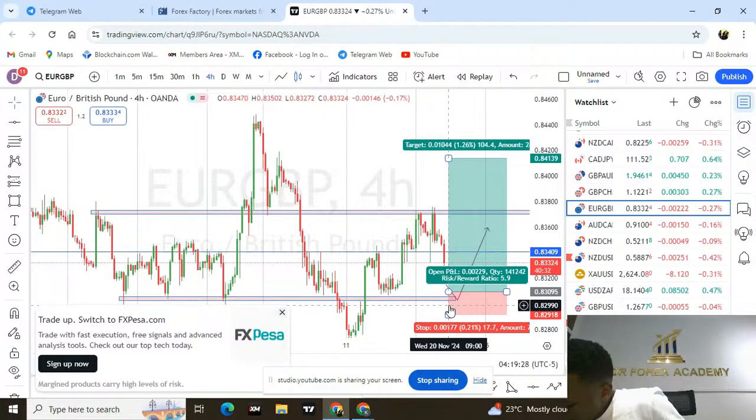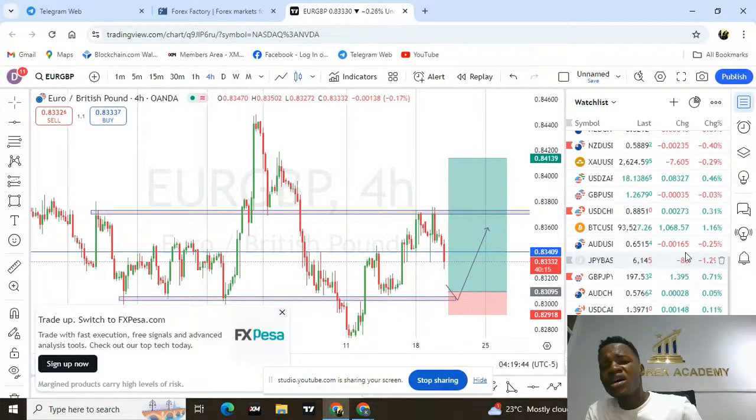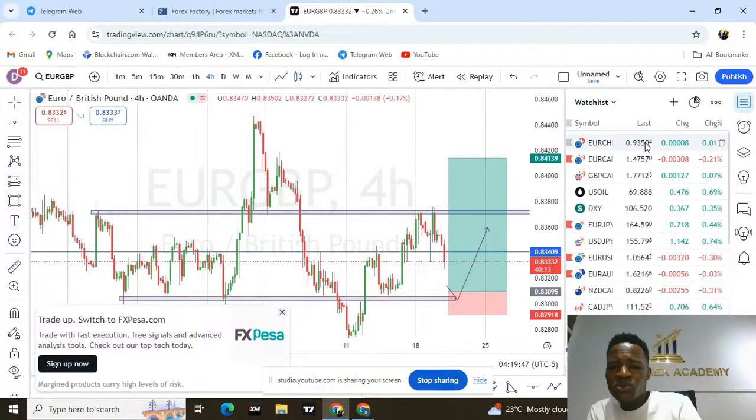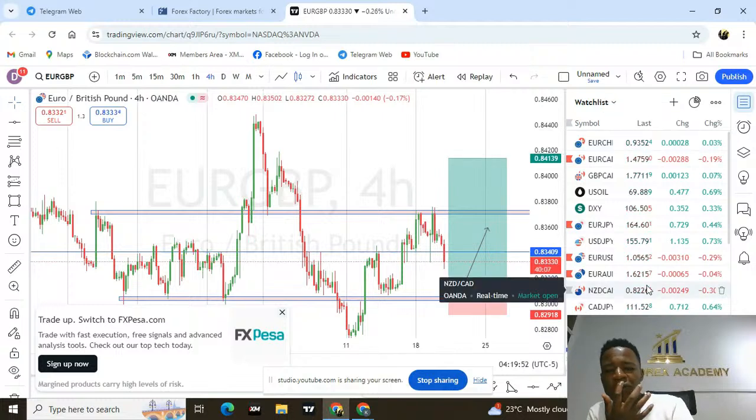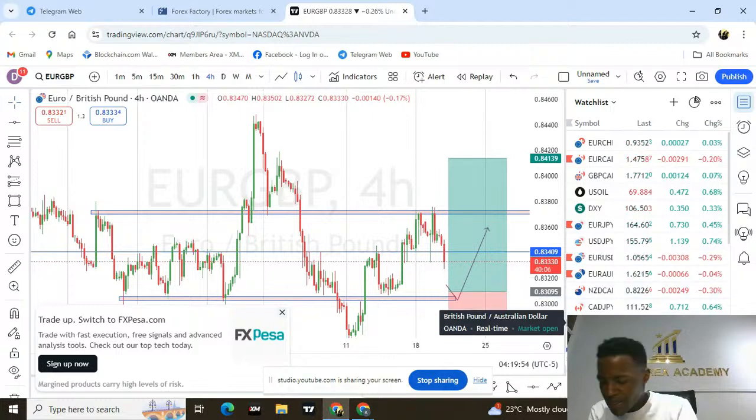So is it all the pairs we analyze that you take their entries? No, only... this is the question that people ask me. All these pairs I analyze, like more than 10 or 15 pairs, do I take all these pairs? You have seen, you have analyzed all, but we didn't have entries on all these pairs. We just only have 4 pairs, so just focus on the 4 pairs only. It doesn't mean that because you analyze more than 20 pairs, you take all the pairs. You take only the A setup.